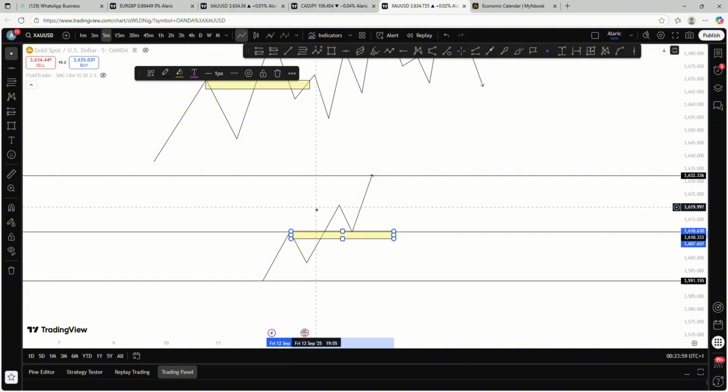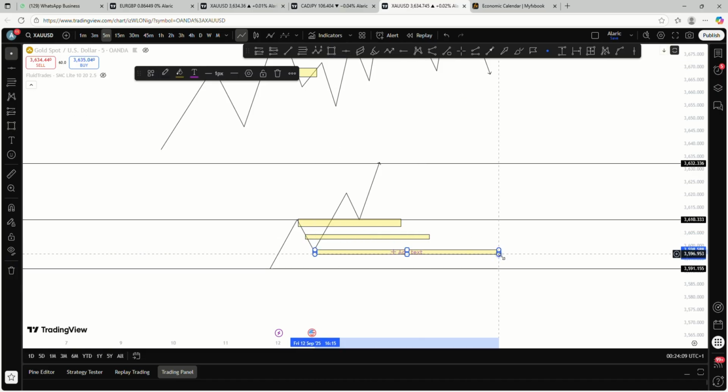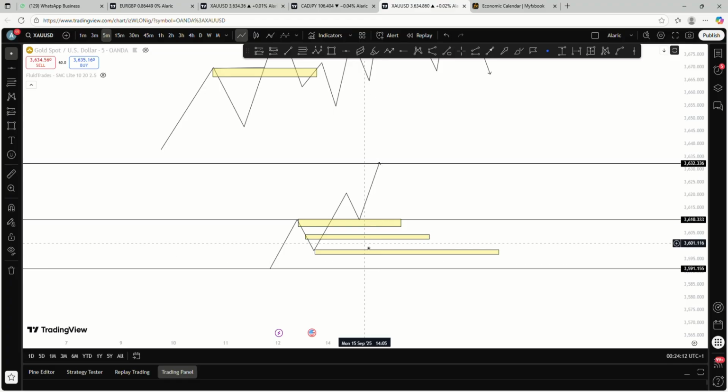From this zone, and this zone. These three zones are the possible places the market can reverse from. Now, let me explain it.